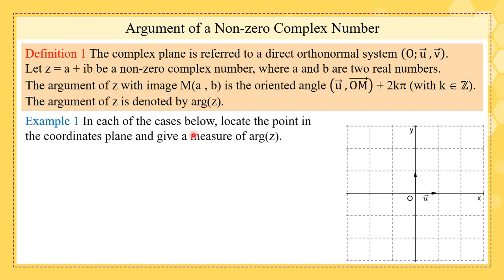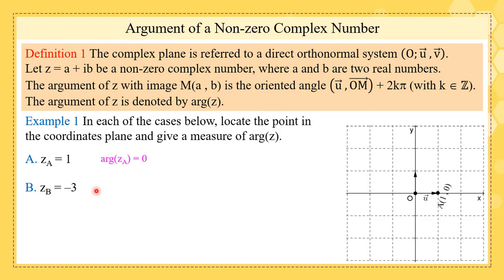In each of the cases below, locate the point in the coordinates plane and give a measure of argument of z. So we need to locate the point and give an argument. Let's begin with zA, which is 1. In this case, A would be the point whose coordinates are (1, 0). And if we need its argument, go back to the definition. It's the oriented angle between U and OA, and the angle in this case would be 0.